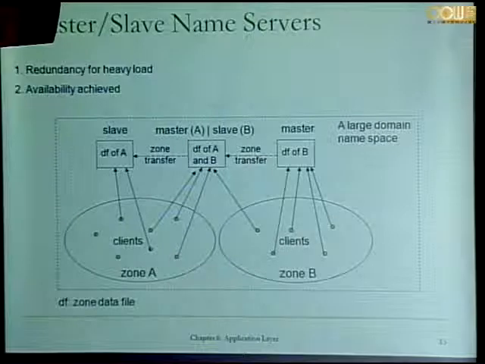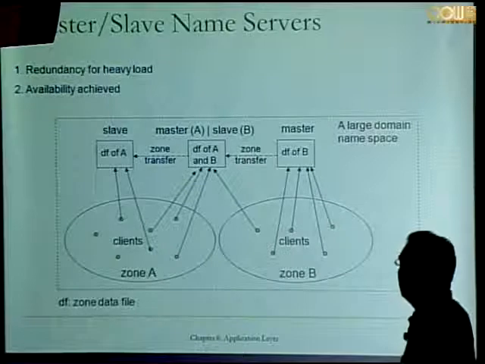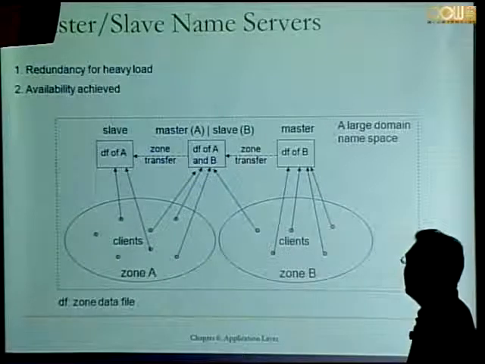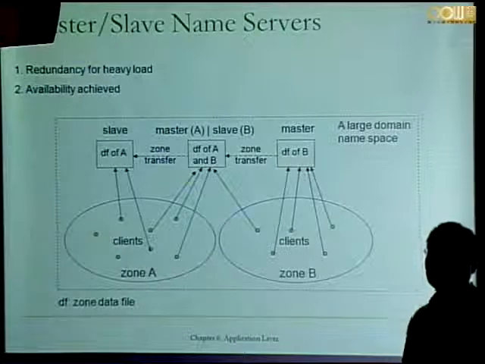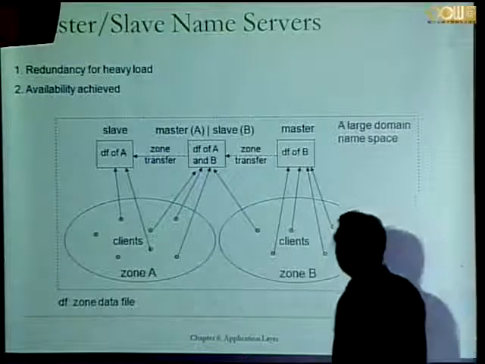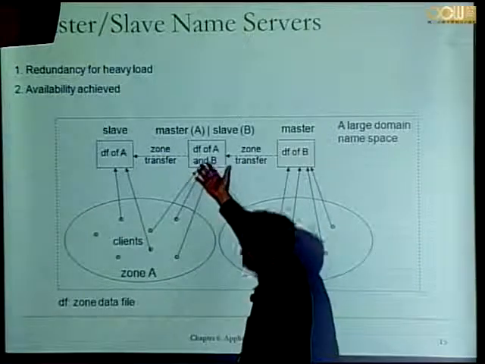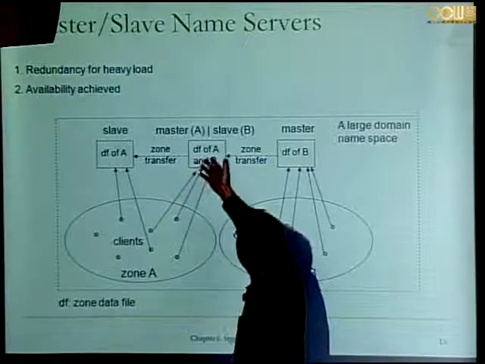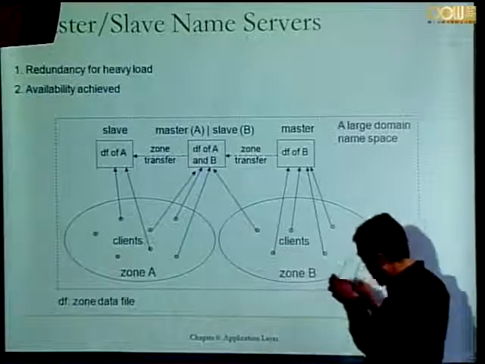So this is an example within the domain namespace, where there are 2 zones, zone A and zone B. For zone A, we have a master and a slave name server. For zone B, we also have a master and also a slave. And this particular host happens to be the master name server for this zone, and the slave name server for another zone.